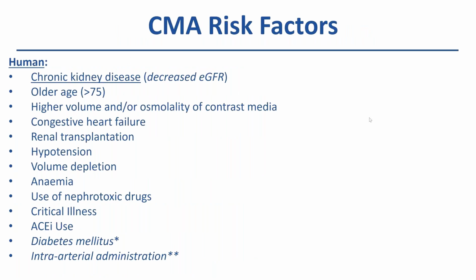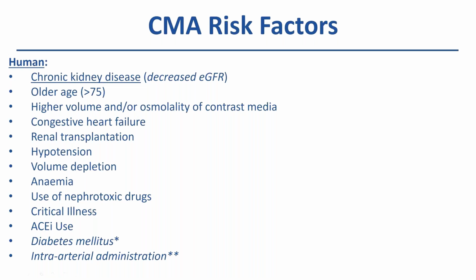So what are the risk factors? Well, in human medicine, obviously the biggest one is chronic kidney disease, generally assessed by the estimated GFR equation. And there's a whole range of other cardiovascular ones that you'd expect: hypotension, volume depletion, congestive heart failure, etc. And ACE inhibitor use as well. I guess angiotensin receptor blockers, but I don't think that's been looked at.